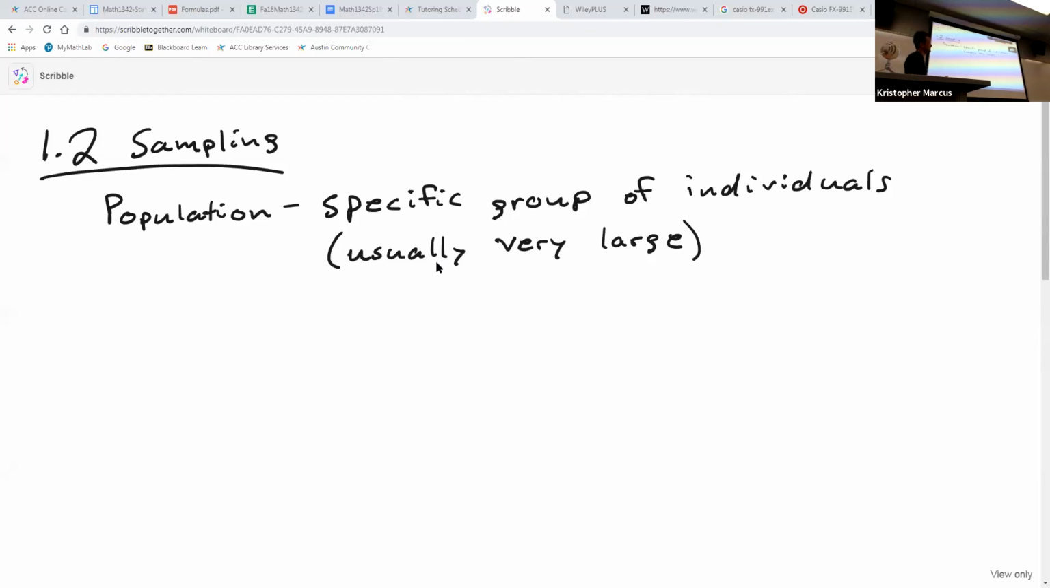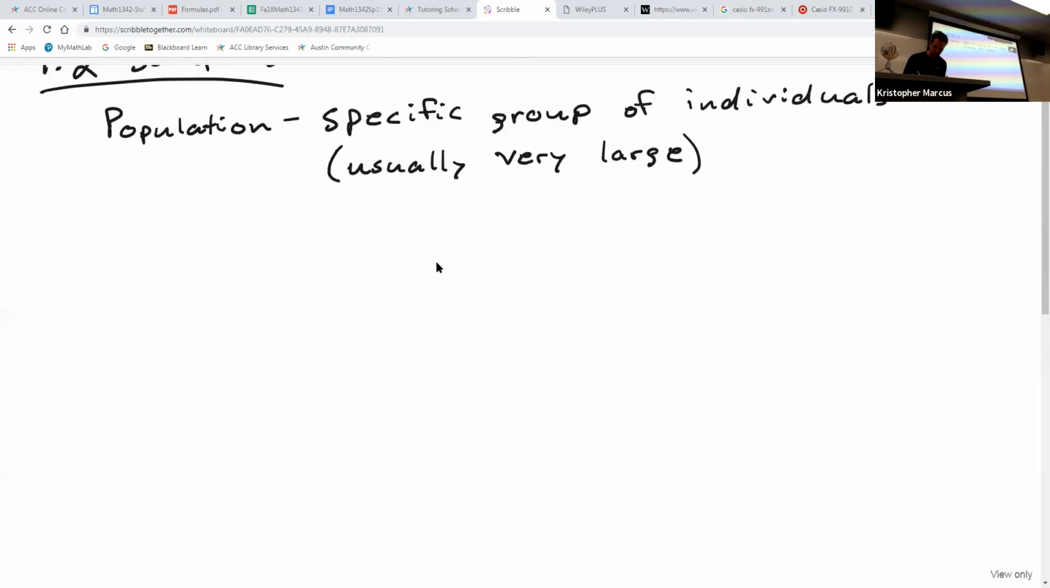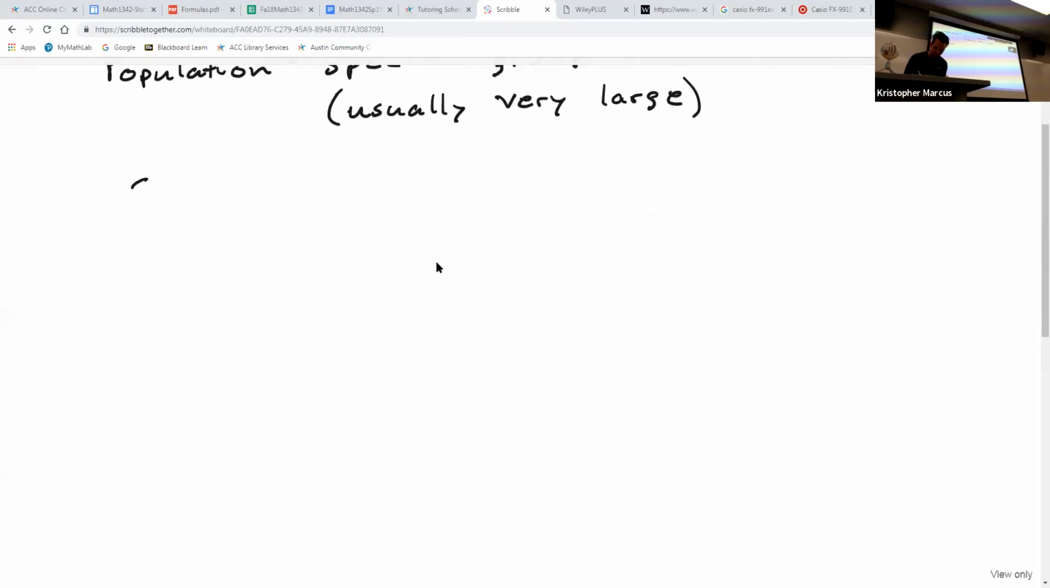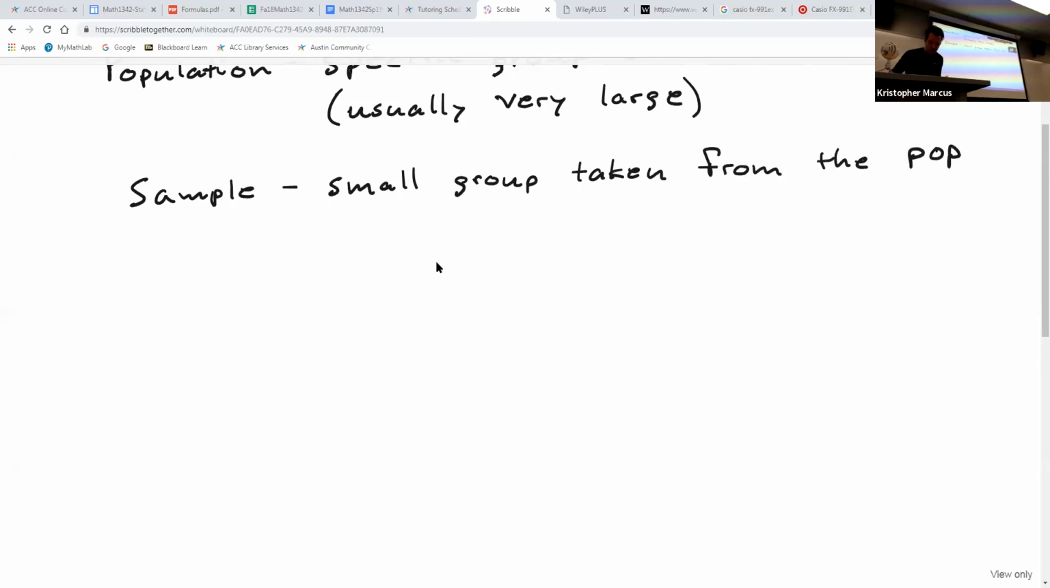The thing about it is that the population is usually so large that it's difficult sometimes to get data from every one of the specific individuals in it. So what we often do is create a sample. And the sample is simply a small group taken from the population. And we can abbreviate population, P-O-P with a dot.